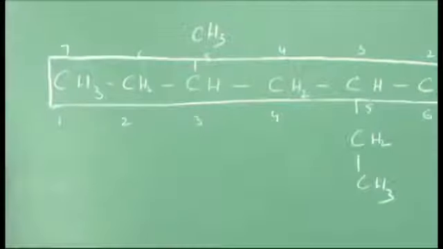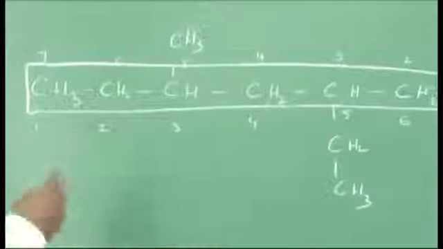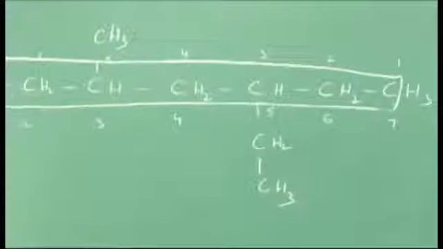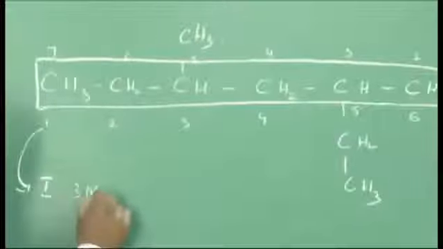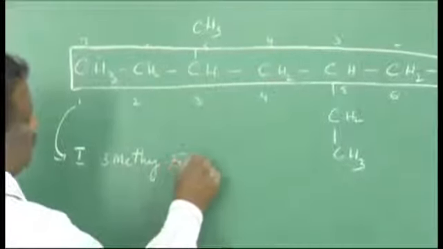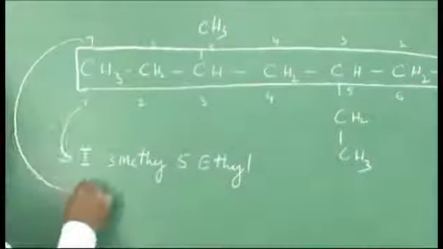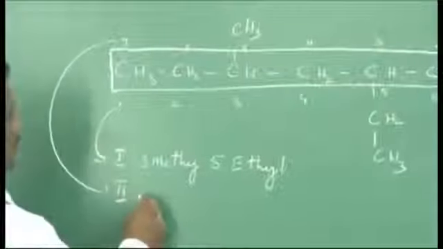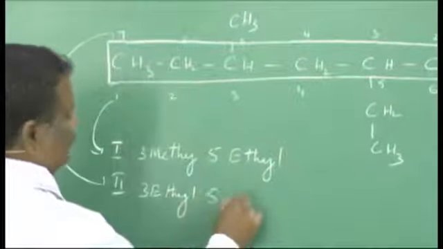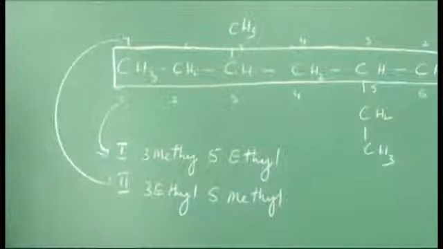Now, which numbering system do I have to follow here? Let this one be the first method. In the first method, 3-methyl 5-ethyl. If this is the second method, in this second method, 3-ethyl 5-methyl. Now, which method do I have to follow?